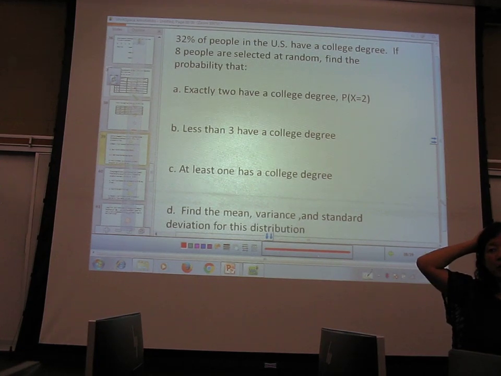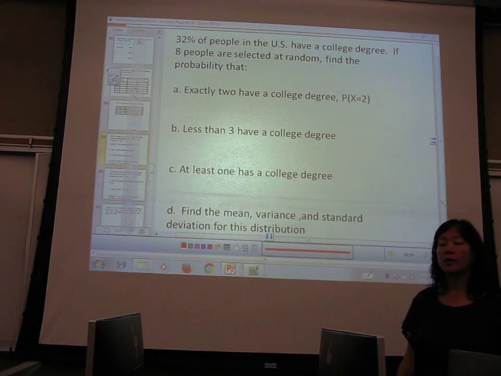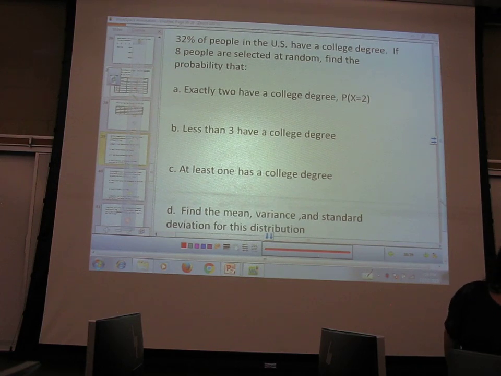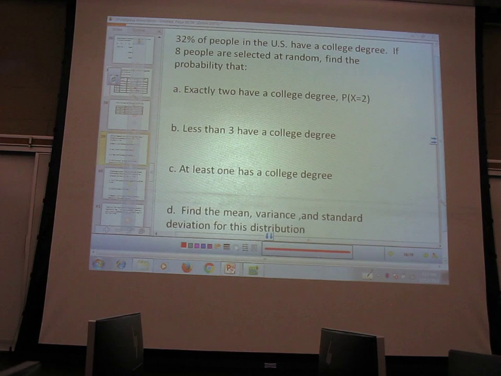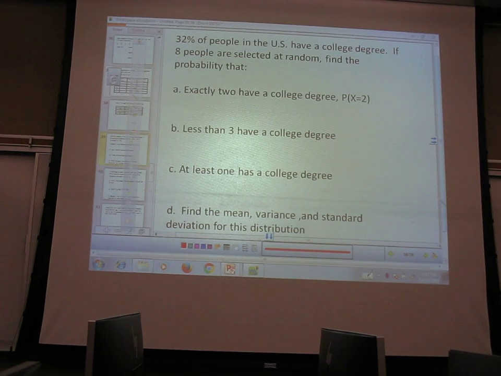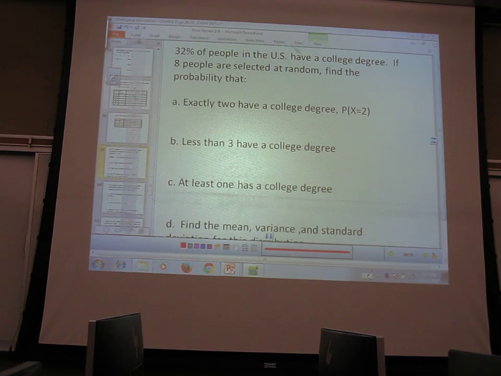Do you guys remember how to do that one? Is that the 8 choose 2? Yes, it is the 8 choose 2. Binomial. Do we draw the branches? It's easier if you don't draw the branches, because there are 8 levels of branches. Everyone look up binomial. This is chapter 5.